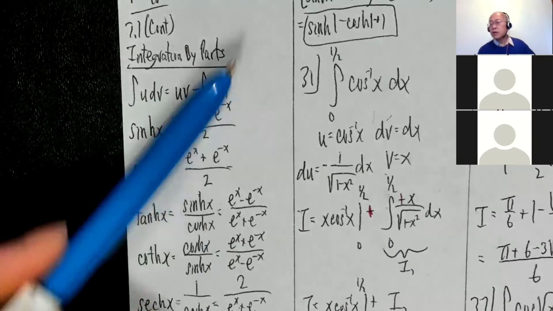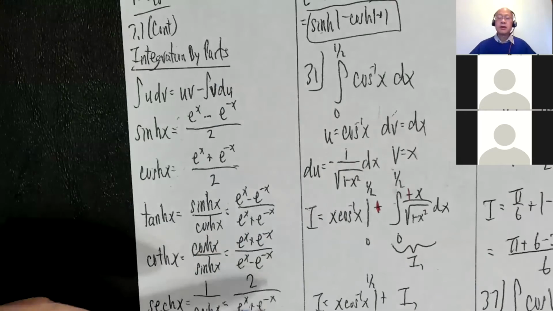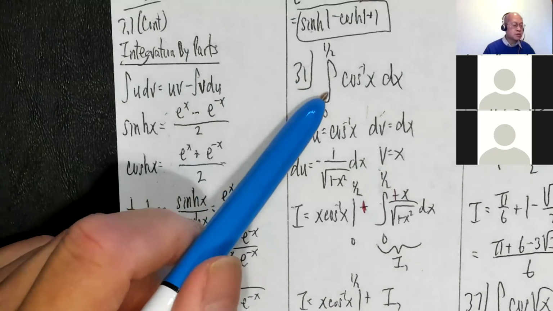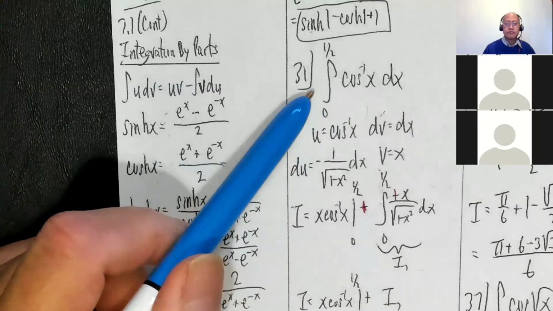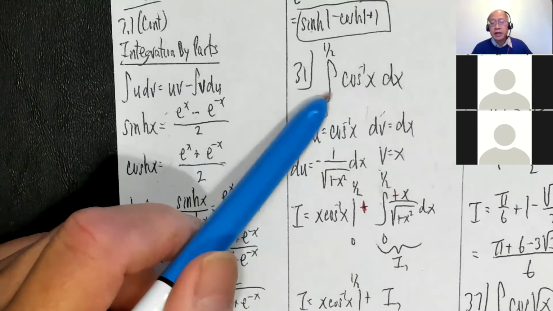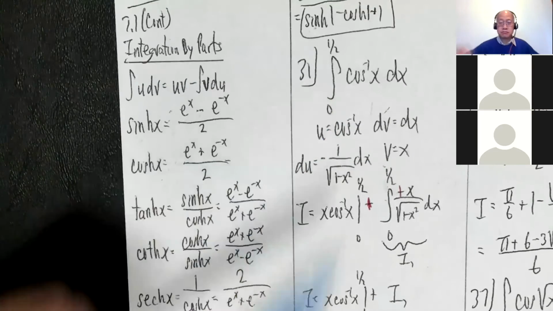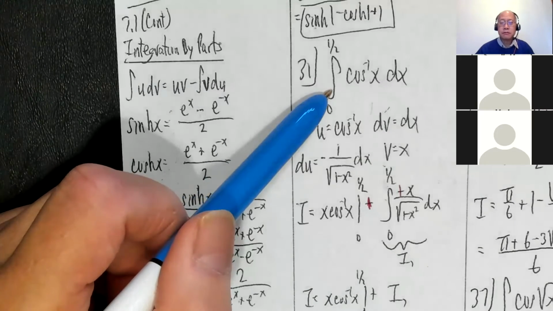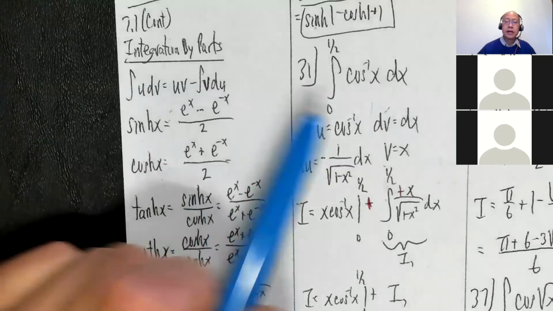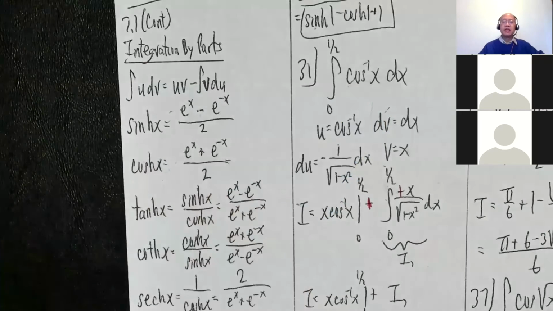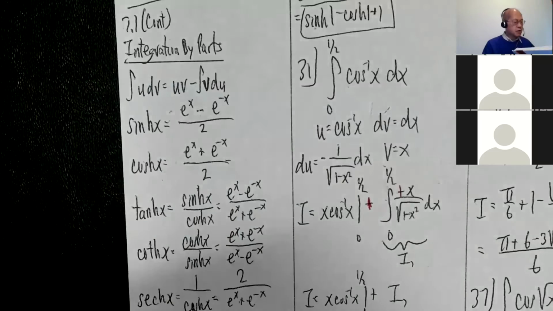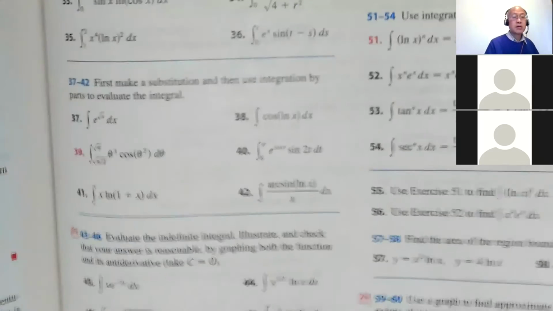All right, 31. What time is it? 8:45-ish. Okay, integral from 0 to a half of inverse cosine dx. You might say, what is an integral of inverse cosine? Oh no, it's integration by parts. So let u be that part, and dv is the rest. Really isn't much choice here. Please notice again, it's a definite integral.